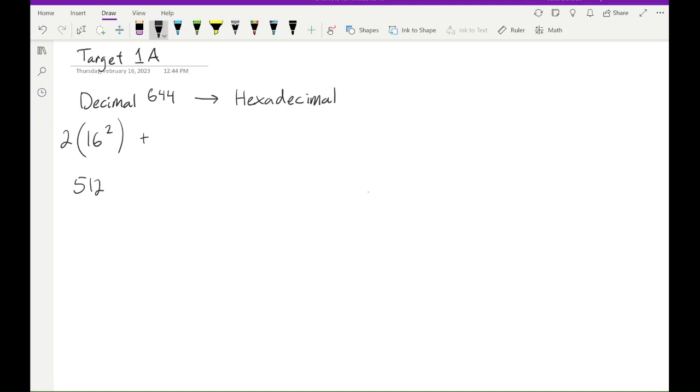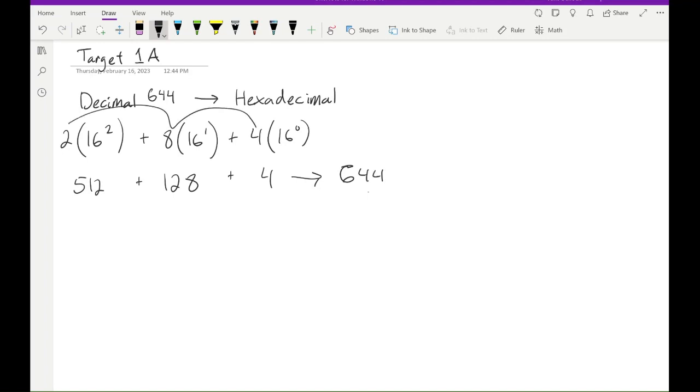132 divided by 16 simplifies to 8. Take 16 to the power of 1 times 8, 128. Then we only have 4 left. So we'll just do 4 times 16 to the power of 0 to get 4. So that equals 644. And we'll take these numbers, of course, 284 at a base 16.